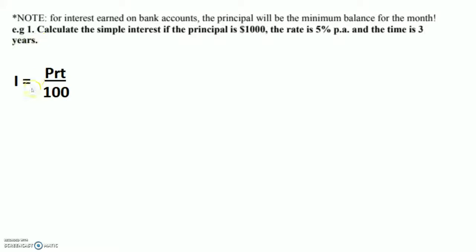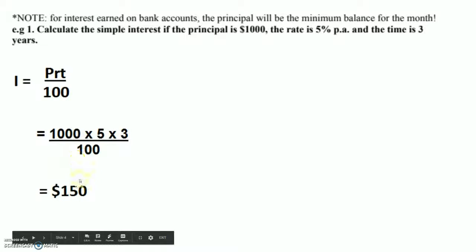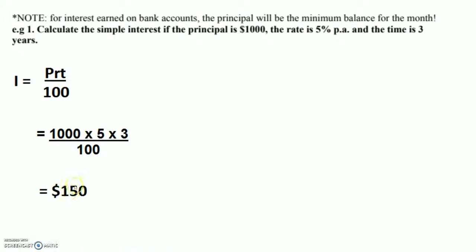So, let's do question 1. You first need to write your formula, I equals PRT over 100. And then sub in your values. So we know that our principal is 1,000 times our rate of 5% times 3 over 100. And this is going to give you $150. So the simple interest after 3 years is $150, just for that $1,000 being deposited.